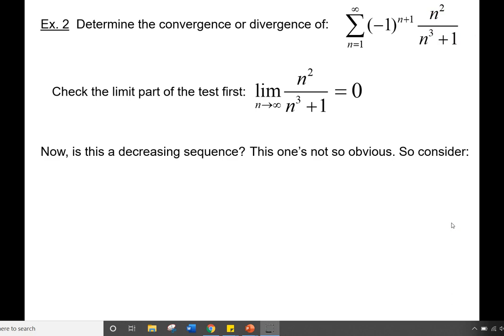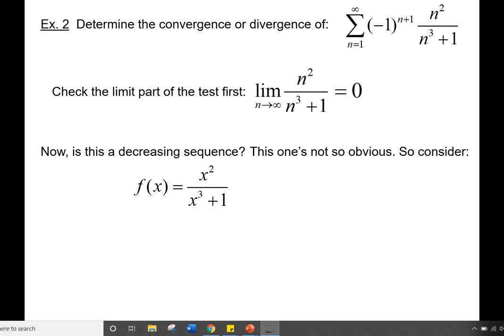So one way to think about this is to think about it as a function instead of a sequence. So if we look at the function x squared over x cubed plus 1, think back to calculus 1. How did we tell when a function itself was decreasing? Remember back in Calc 1, this was like the first half of the semester. If we wanted to know where a function was increasing or decreasing, we always looked at its first derivative.